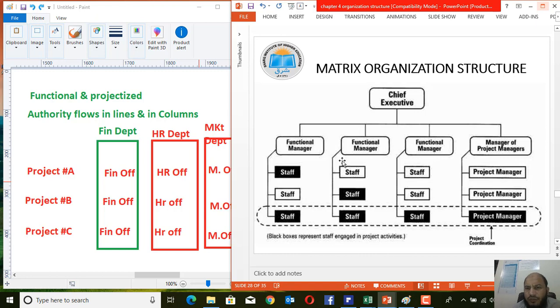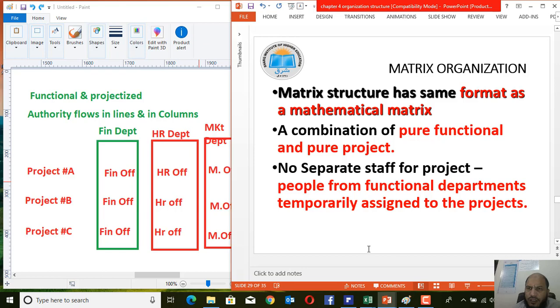Along with this we have another chart. Here functional manager, functional manager, functional manager, functional manager, and this is the staff of the project. So this staff is responsible to the functional manager and also to the project manager. So this is what we may call the matrix organizational structure.